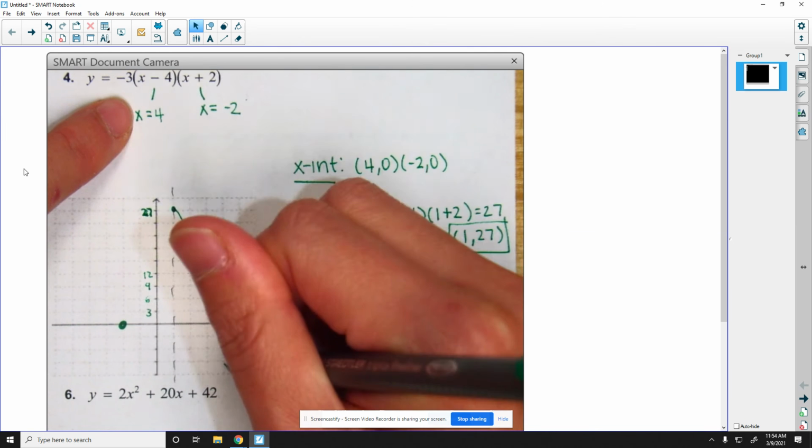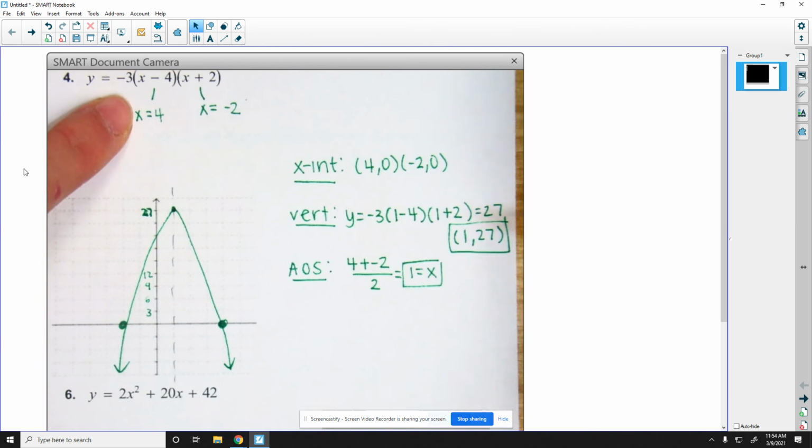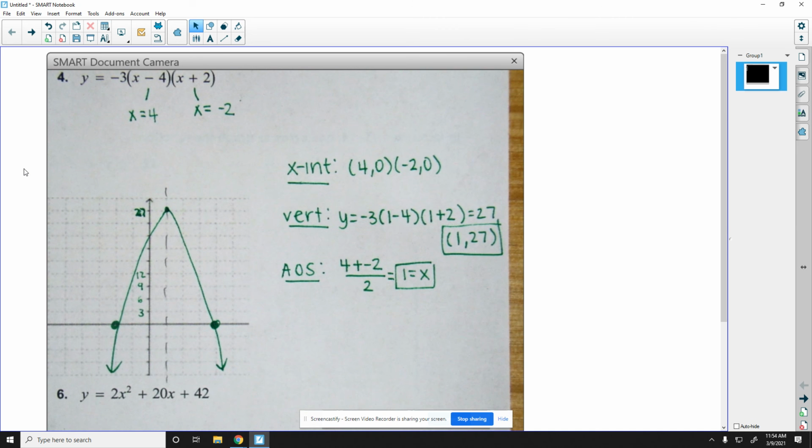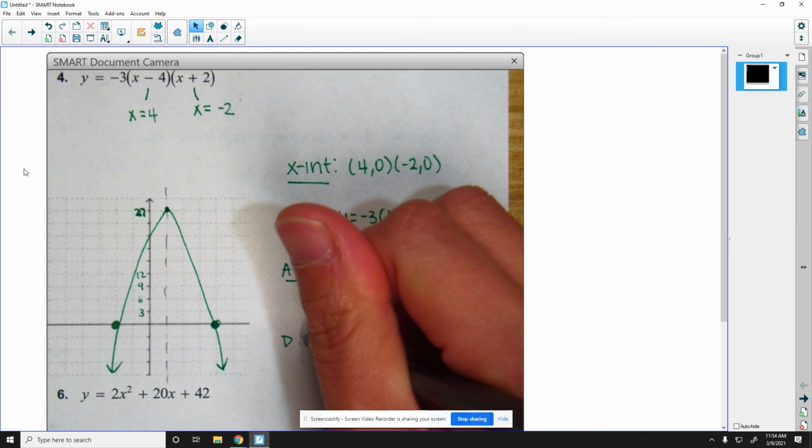And that's my answer, or that's my picture. So what did the directions say? Graph it, I did it. Vertex, I did it. AOS, I did it. X-intercepts, I did it. Okay, domain and range, and then I'm done.